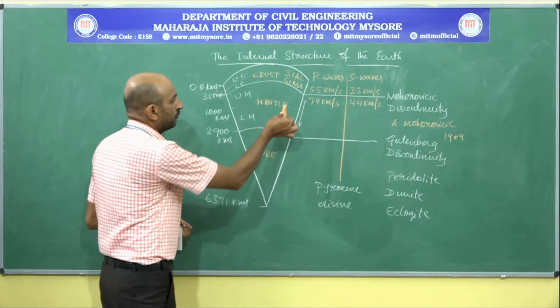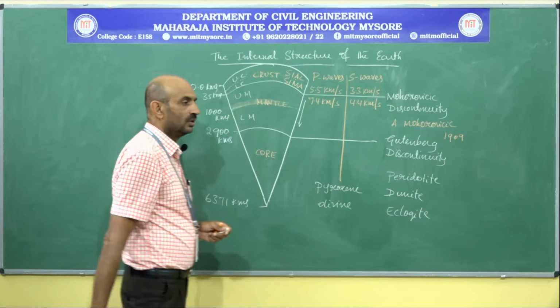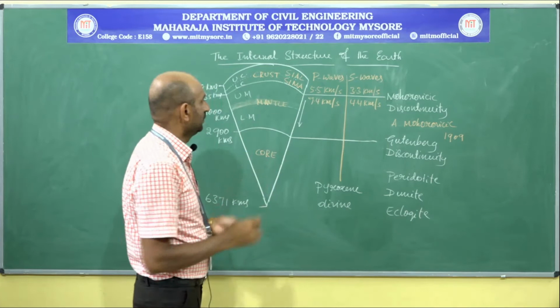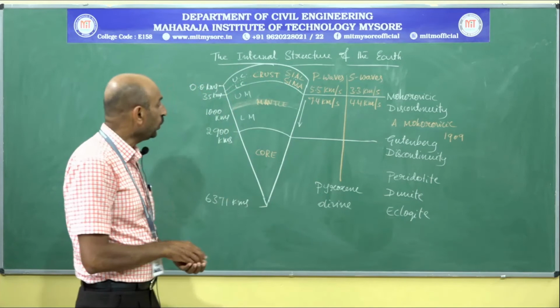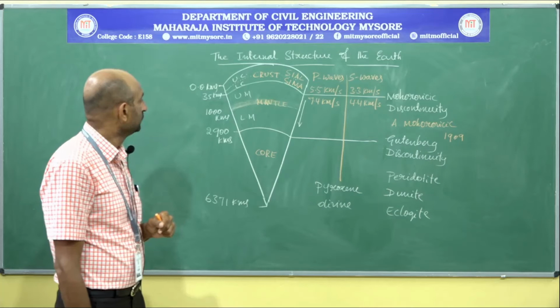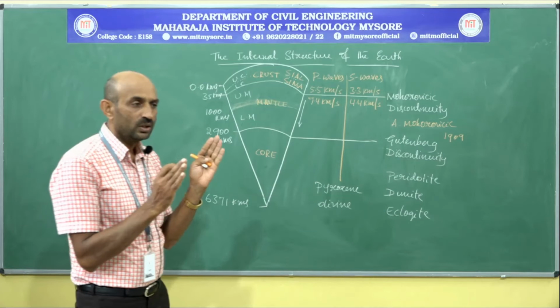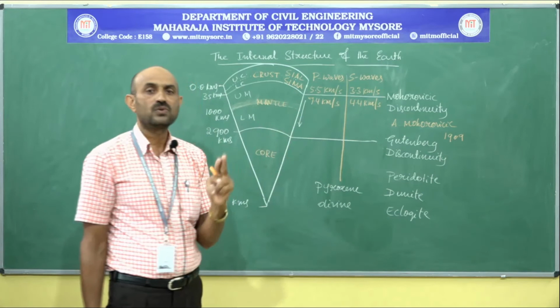The lower portion of the upper mantle is solid. The upper portion is not solid, it is semi-solid or plastic in state. That's why the velocity of the seismic waves decreases at this region, and it is called the low velocity zone. It is also called the asthenosphere. Asthi, in the Greek language, no, asthi means strength. When there is no strength at this region, that's why it is called the asthenosphere.